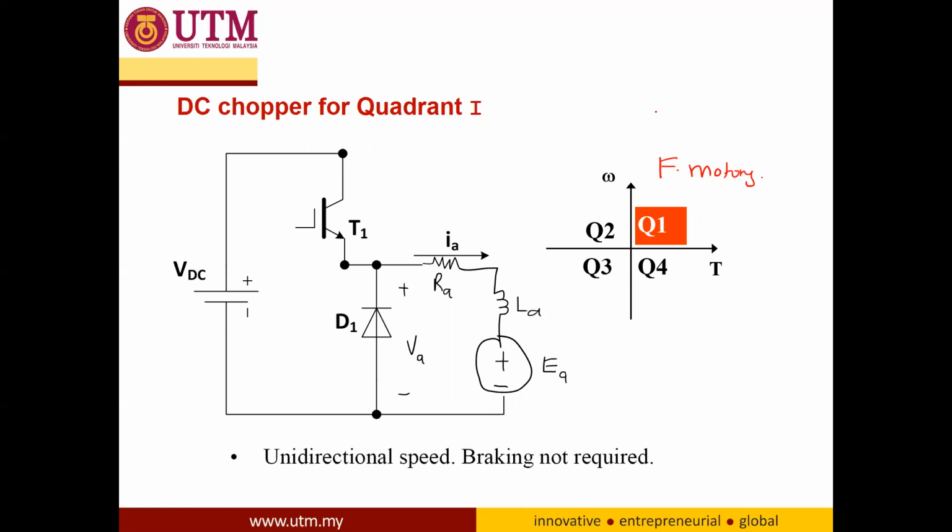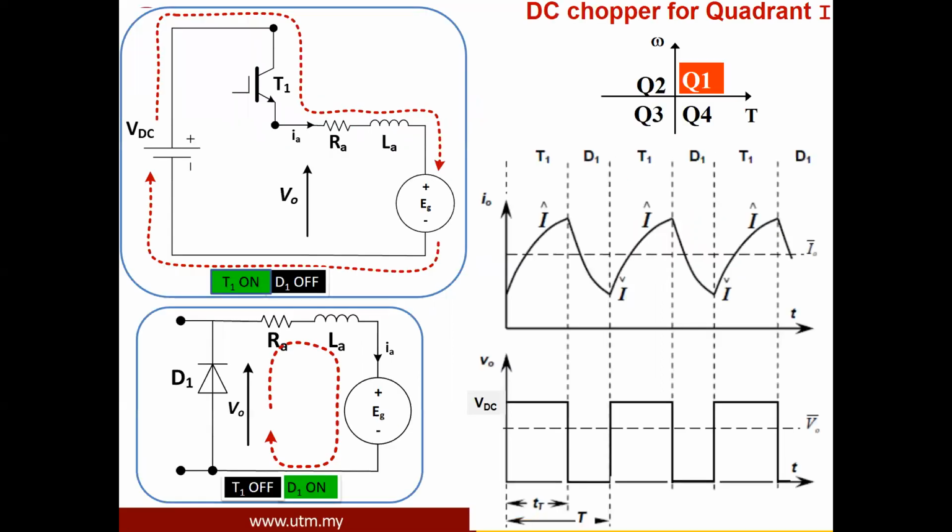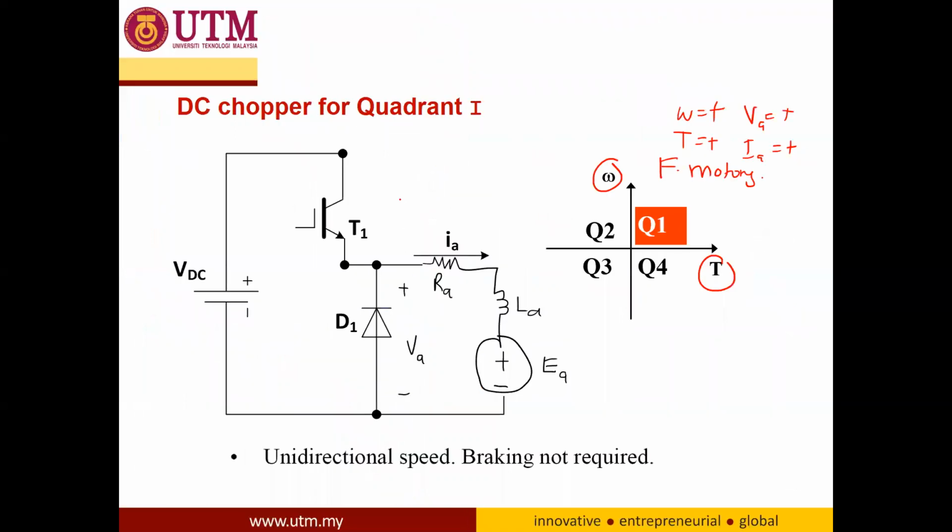For motoring, based on the speed and torque, the speed is positive and the torque is also positive, meaning that the voltage VA and IA must also be positive. As you can see here, these are the operations inside the circuit for the single quadrant, based on this circuit.